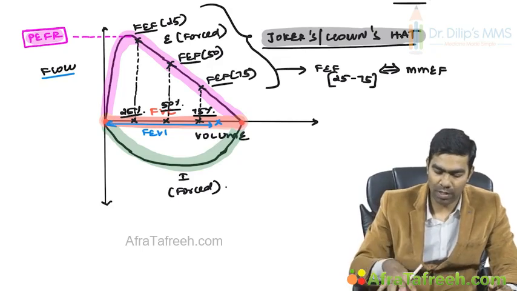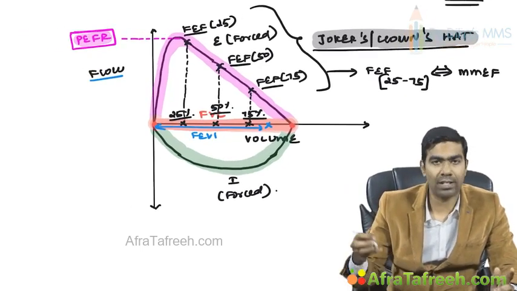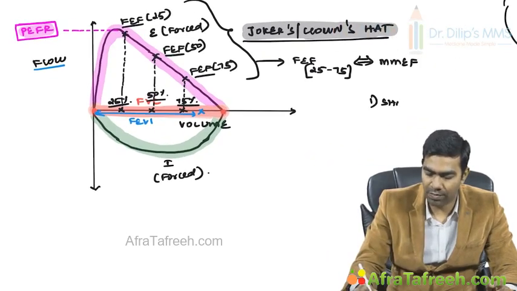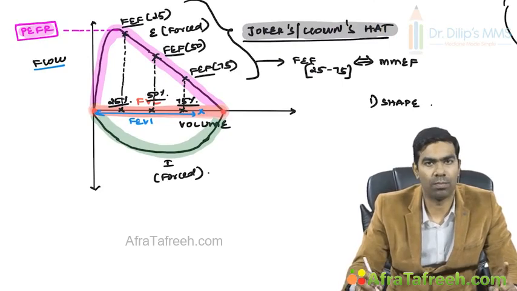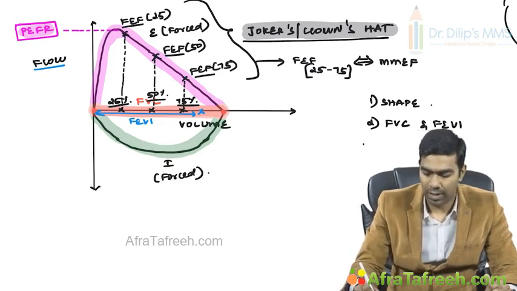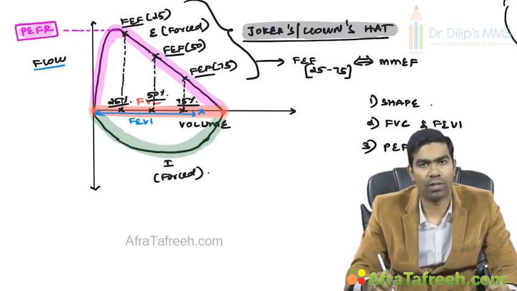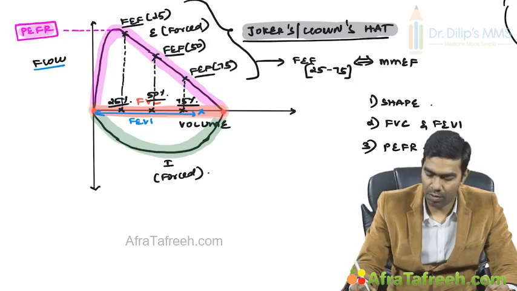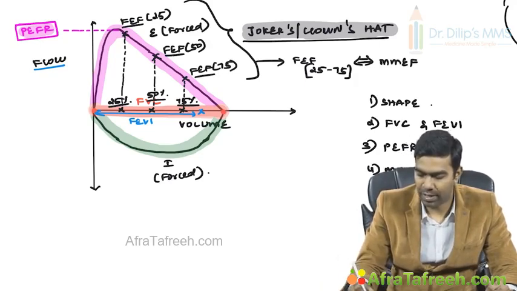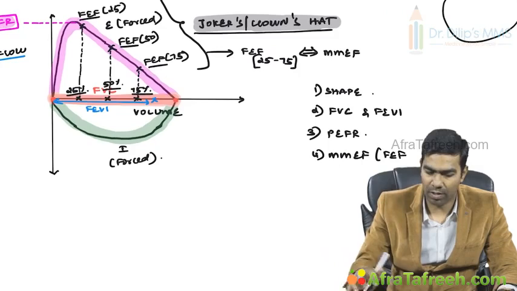So what are the things I'm going to look out for? Whenever you see a flow volume loop, point number 1, the first thing to look at is the shape of the flow volume loop. Second thing, look at the FVC and FEV1 on the flow volume loop. Number 3, look at the PEFR, peak expiratory flow rate. Number 4, also look at the maximal mid expiratory flow rate, that is FEF 25 to 75.